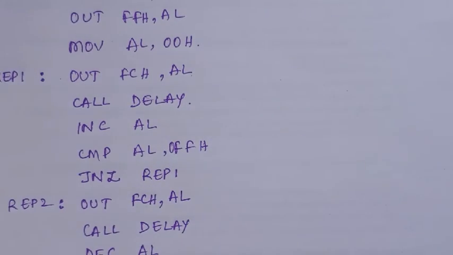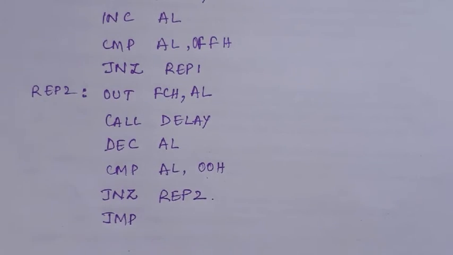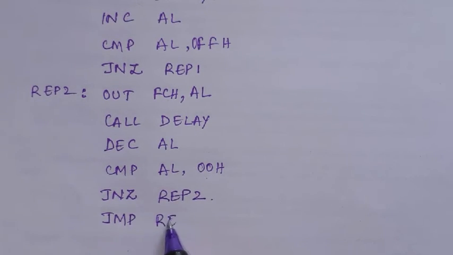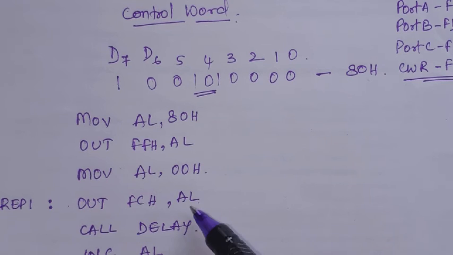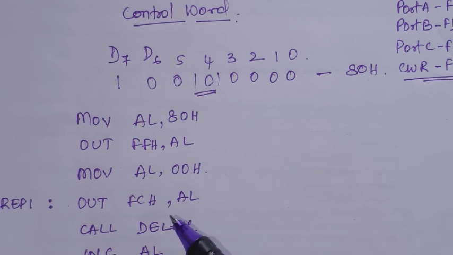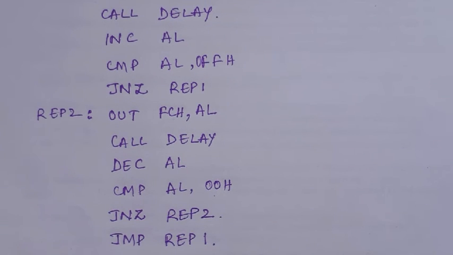Okay, so again, once it reaches 0, go to the start of the program to repeat the process. So again it comes here. The 00 is sent to port A, incremented and compared. Okay, so this process repeats continuously. This is in a continuous loop.